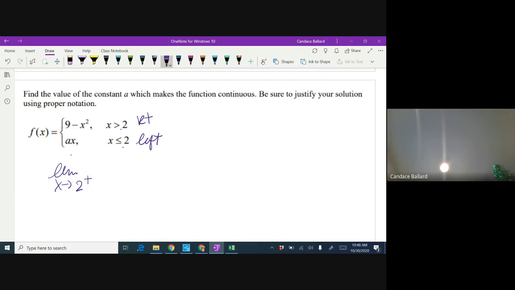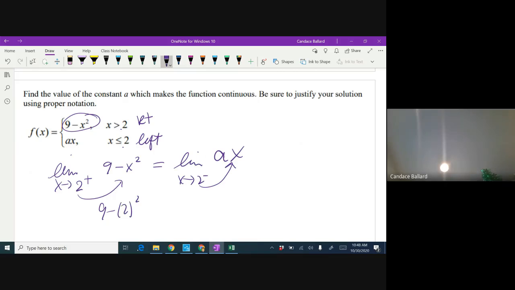So I'm going to go from the right first because that's what I have in my top branch. So 9 minus x squared. And then I'm going to set that equal to the limit as x approaches 2 from the left of ax. So our goal is to try to solve for that a. If we're trying to show continuity at that point, I should be able to plug that value in that they give us. So 9 minus 2 squared equals a times 2.